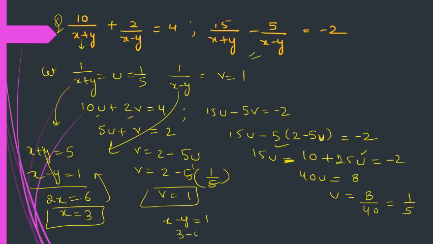So 3 minus y is equal to 1. This implies y is 2, correct? So this is how you can calculate these questions.